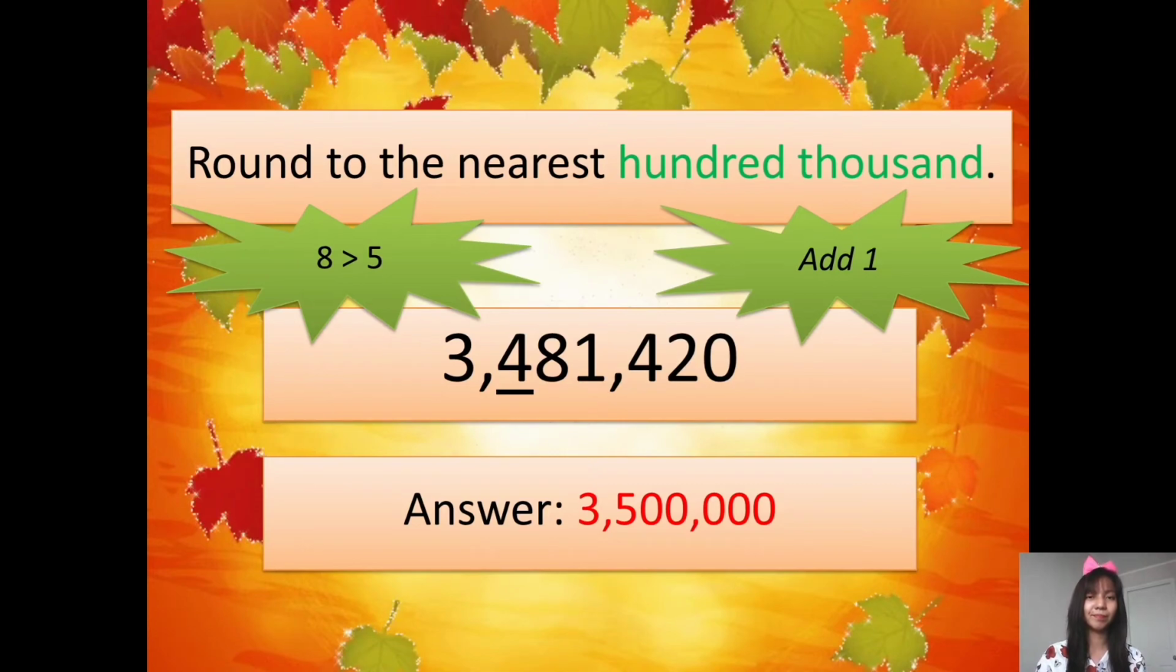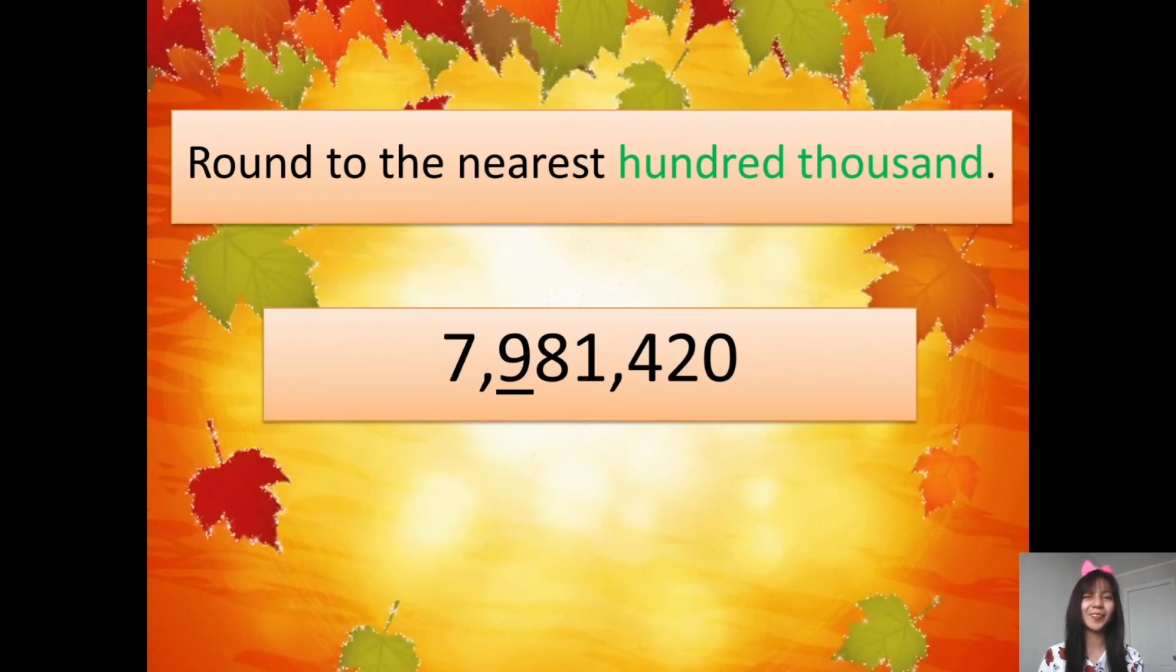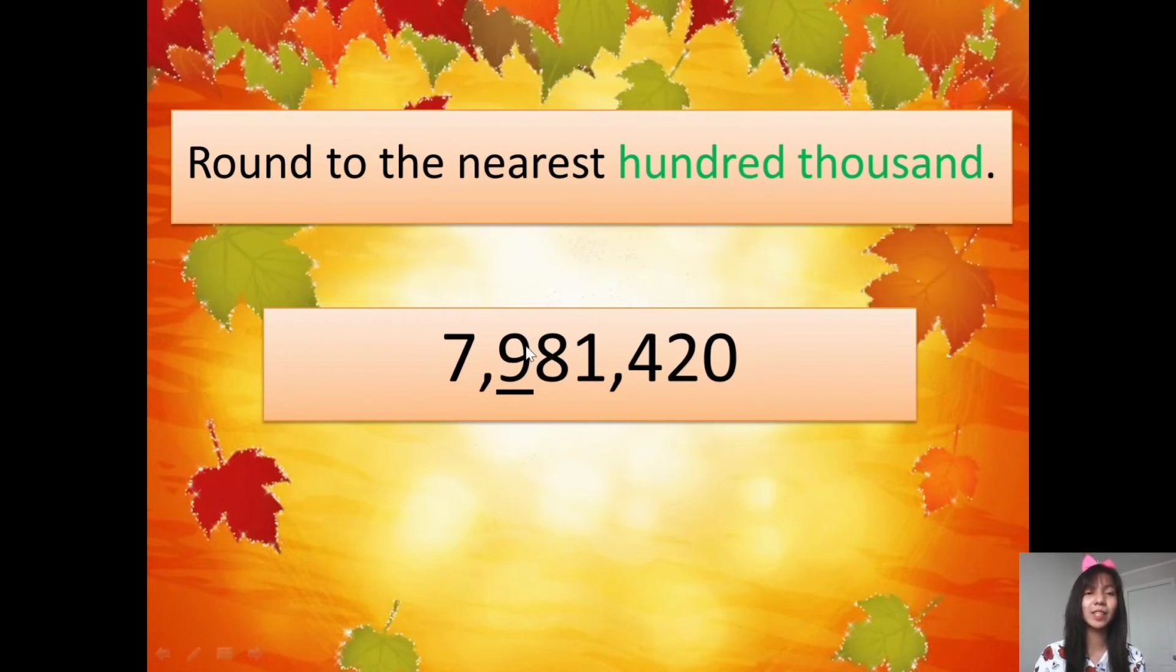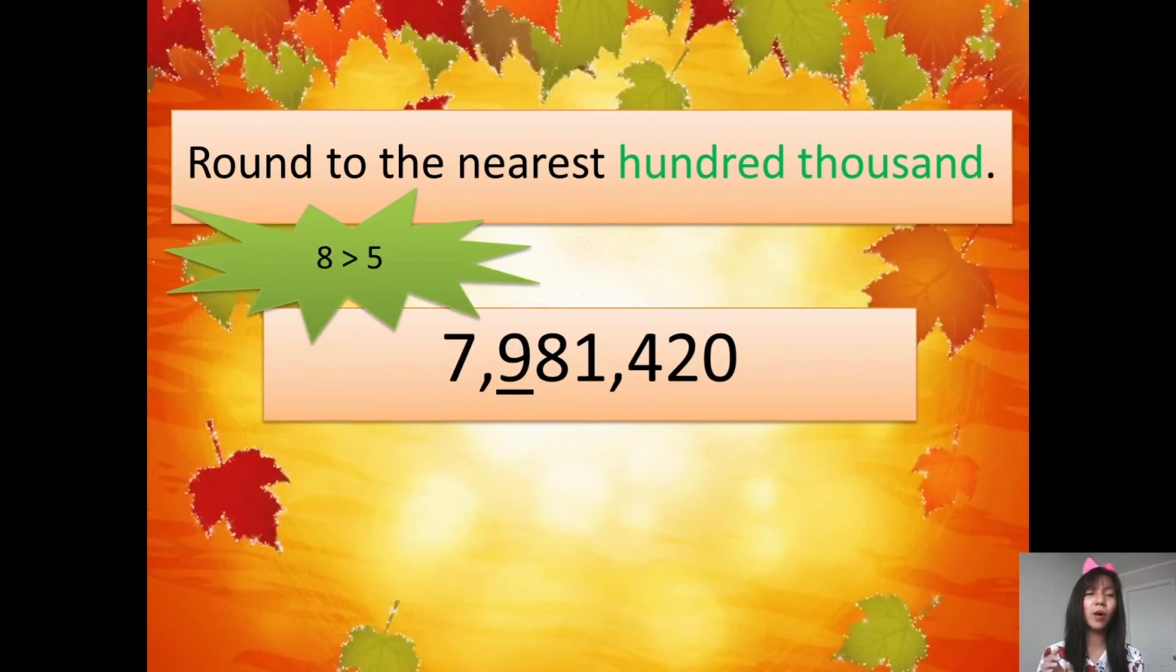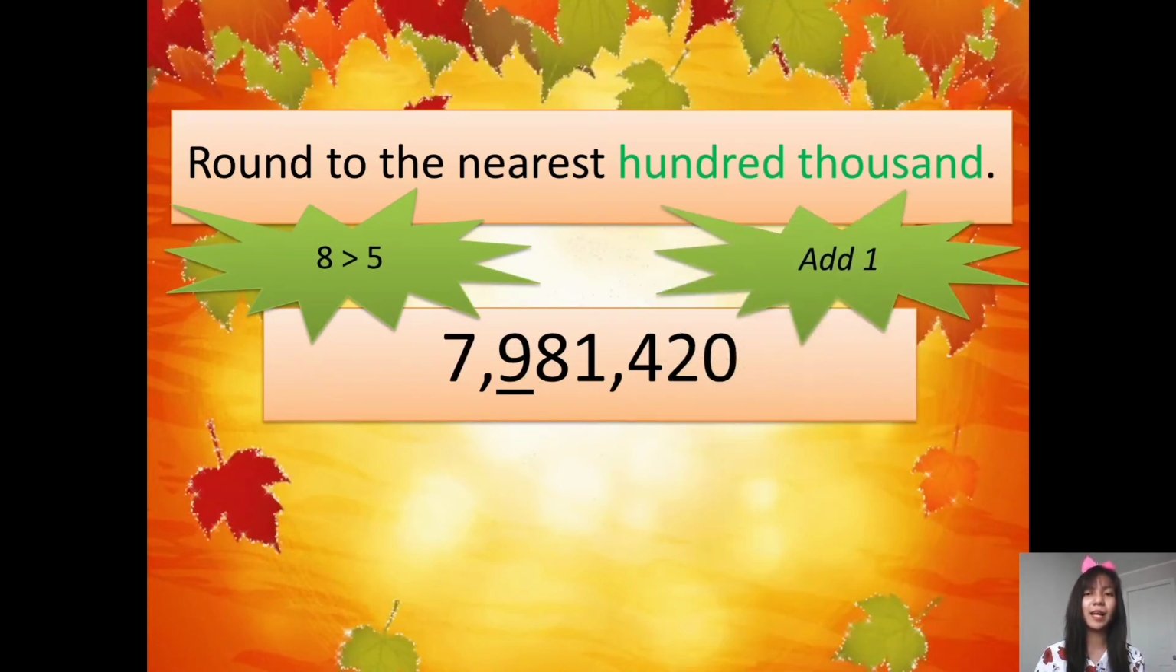Okay? So 3,500,000. Next, another 100,000. Okay, round the number off to the nearest 100,000. So 7 million. The given number is 7,981,420. So the underlined number here that you can see on the screen is 9. What's next to 9? 8, right? So we all know that 8 is greater than 5. So it follows that we will add 1, right?